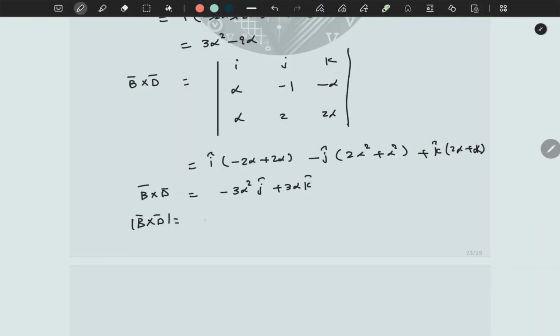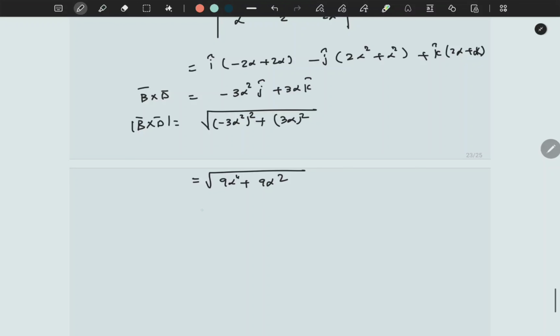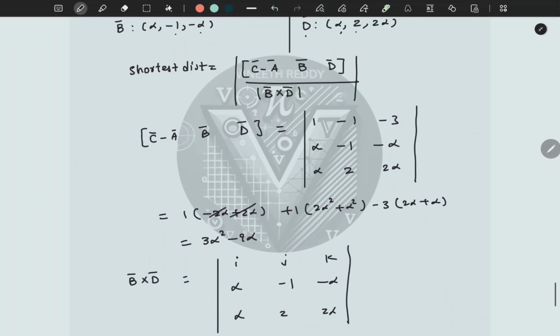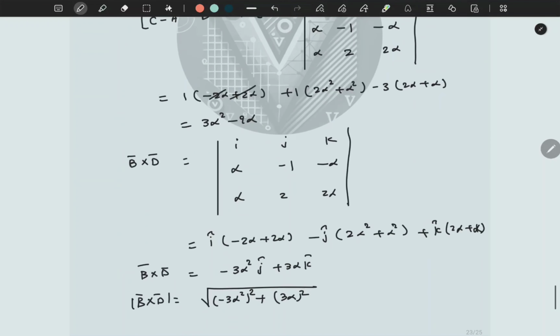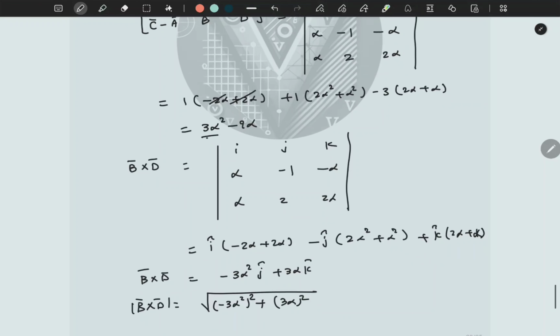Magnitude of this will be under root of (minus 3 alpha square) whole square plus (3 alpha) whole square. So we get under root 9 alpha power 4 plus 9 alpha square. We can take 9 alpha square common, remaining with alpha square plus 1. So this will be nothing but mod 3 alpha into under root alpha square plus 1. So ultimately the shortest distance is root 2, so we can write root 2 is equal to modulus of, what do we have in the numerator?